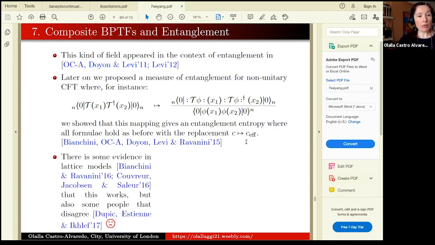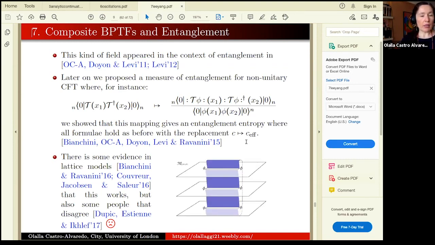And there is now some evidence in lattice theory, so from doing numerics, that this kind of definition seems to work. Although there are also some people that dispute that this is a correct definition of entanglement. So there's still some discussion around this, but that doesn't take away the fact that these composite fields can be defined. So that's a different story. One way you can think of these correlators and of these fields in the context of entanglement is an updated picture of this Riemann surface, where at each branch point, now you also have an insertion of this field phi.